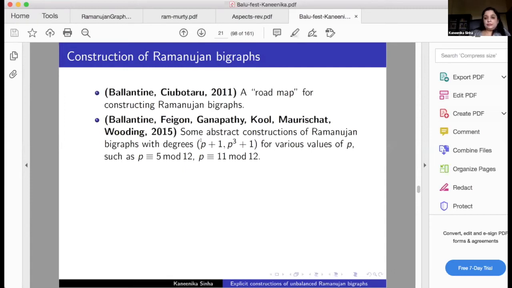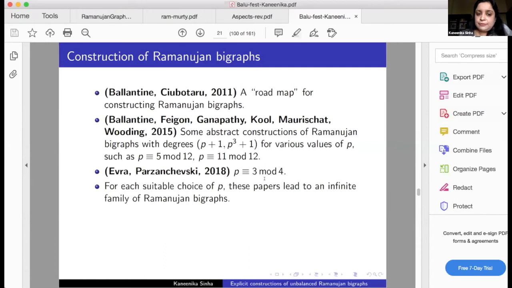Here p runs over various primes, which are, for example, congruent to 5 mod 12, or they could be congruent to 11 mod 12. On a related note, Evra and Parzanchevski in 2018 also have some abstract constructions of infinite families of Ramanujan bigraphs with degrees p plus 1 and p cubed plus 1, but here their primes are congruent to 3 mod 4. For each suitable choice of p, the work of these authors leads to an infinite family of Ramanujan bigraphs.